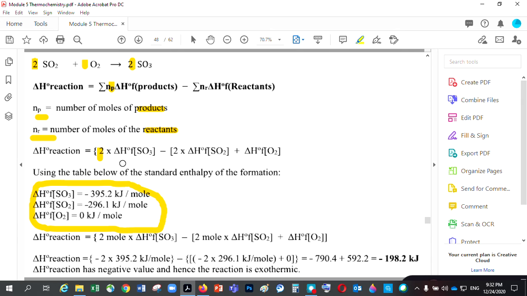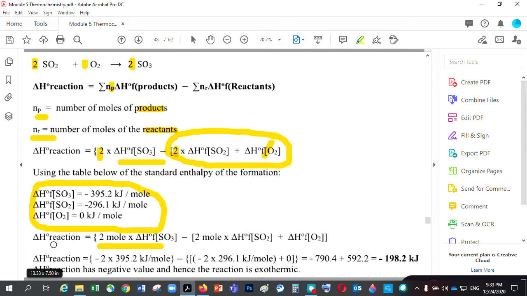SO3 formation, correct? The standard formation enthalpy for the product, SO3, minus the reactant. The reactant is two here for sulfur dioxide, the standard enthalpy of formation of SO2. This is the sum of those two, plus the standard enthalpy of formation of oxygen. And this is zero, by the way. So this is zero, we know. So then you put them here.